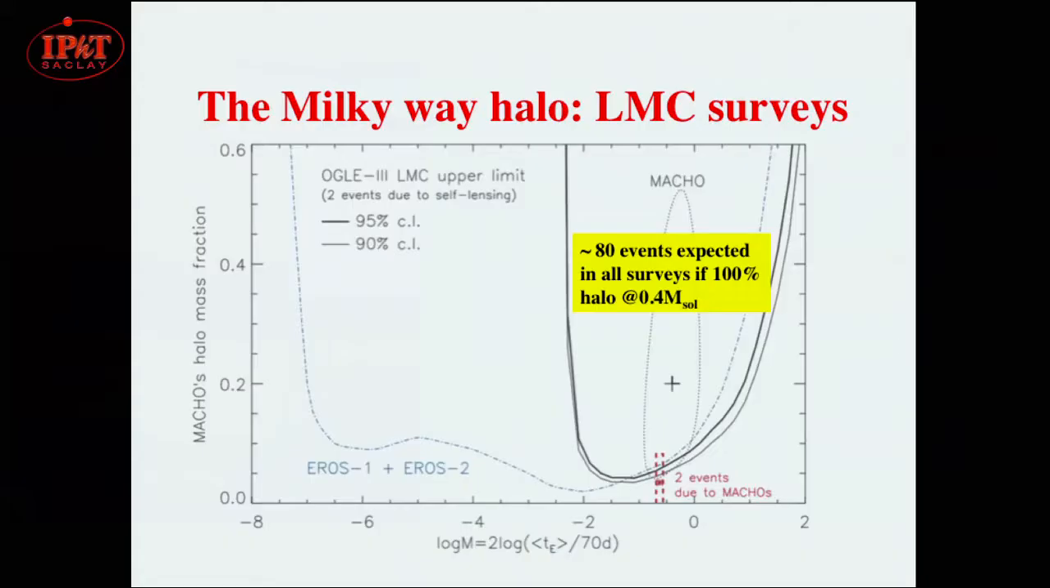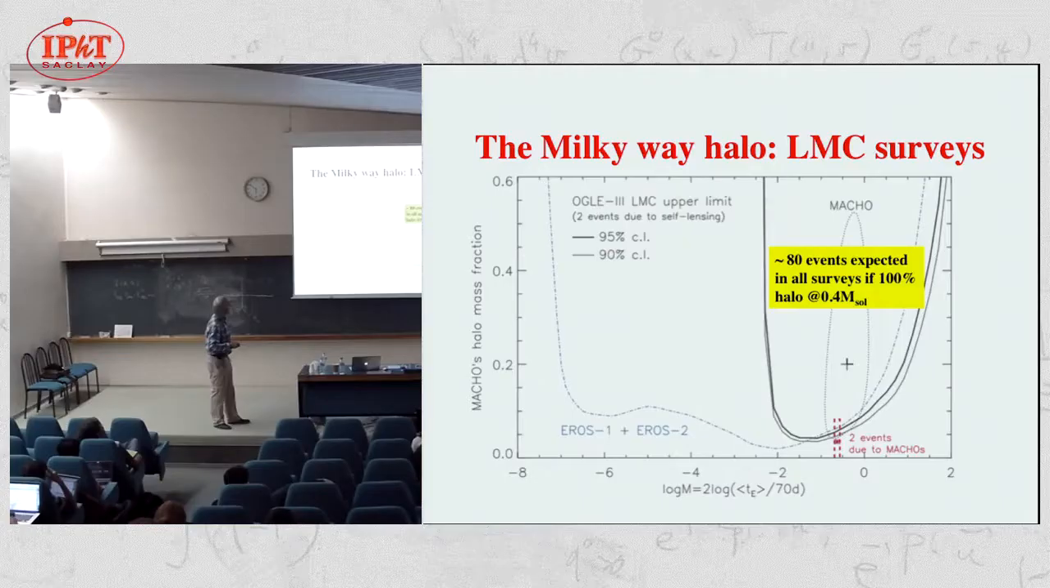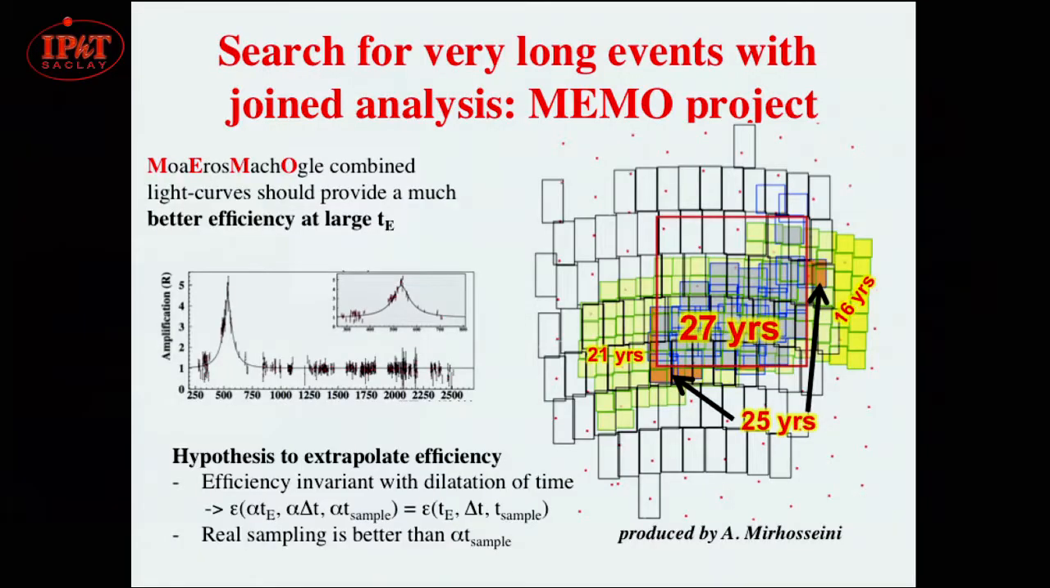Now, just to give you an idea, if you assume that all the halo is made of objects of 0.4 solar masses, you would have expected about 80 events with this typical duration, and we saw none. So there are basically no events. Well, there are 2 events, but they are due to what people call self-lensing. I will not go into the details, only if there are questions on this.